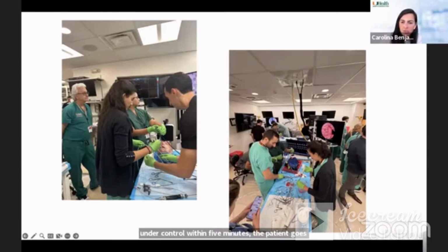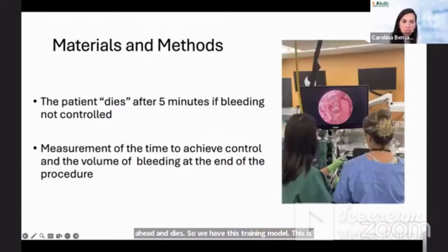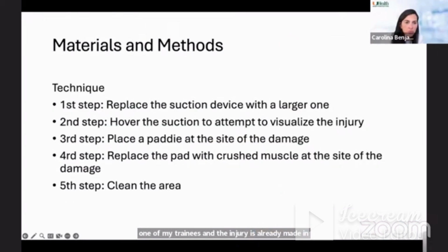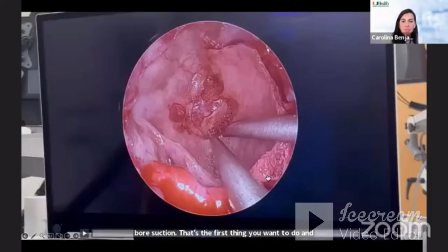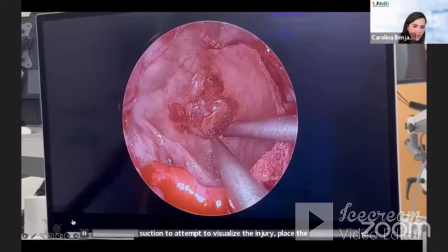This is one of my trainees, and the injury is already made in the carotid artery, with the perfusion system set up. I'll show you a video of that. Again, the technique is really to replace the suction with a large bore suction. That's the first thing you want to do, and it saves time in the long run. Then hover the suction to attempt to visualize the injury, place the patty, and then switch it out for your crushed muscle.